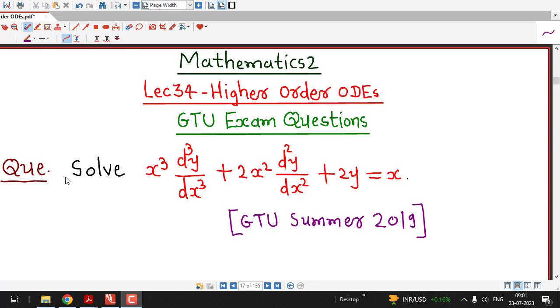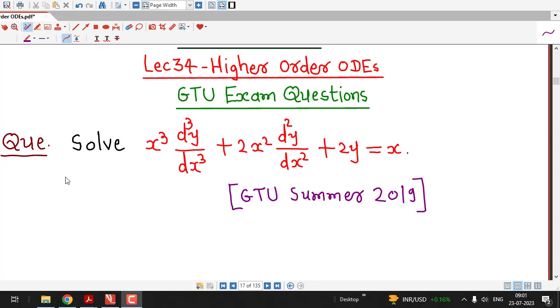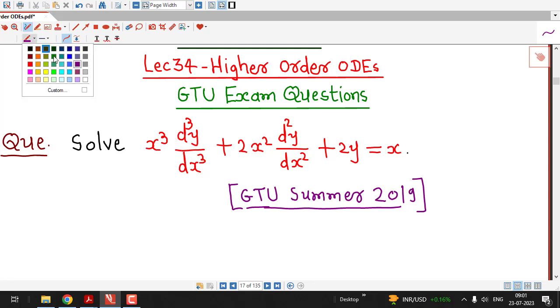In this lecture we are going to solve this differential equation, and this question was asked in GTU Summer 2019 exam. This differential equation is a special type of differential equation.